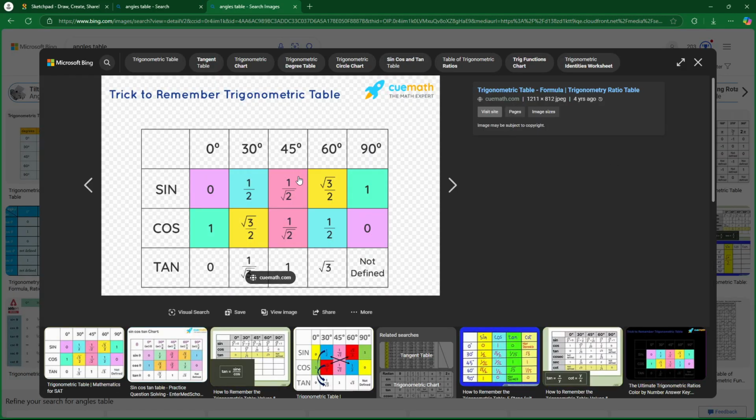Here we go. This is what I was trying to draw out. Again, it goes 0, 1 over 2. This is supposed to be root 2 over 2 because you cannot have a radical in the denominator. Then root 3 over 2, then 1, then 1, root 3 over 2, root 2 over 2, 1 over 2, 0, then 0, root 3 over 3, 1, root 3, and then not defined or undefined.